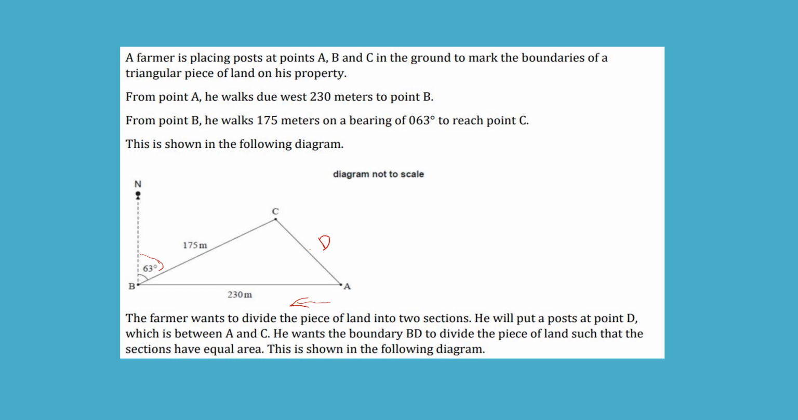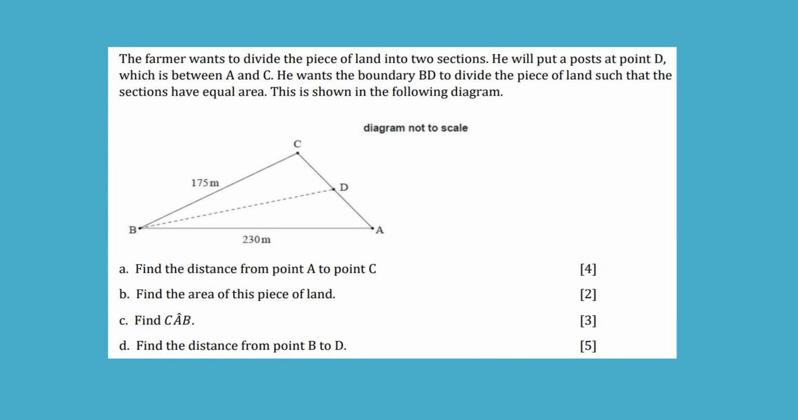C. He wants the boundary BD, so if you draw a line here going to D, he wants BD to divide the piece of land such that the two sections, section 1 and section 2, have equal area. This is shown in the diagram on the next slide. This diagram represents how the farmer wanted his piece of land to be divided.